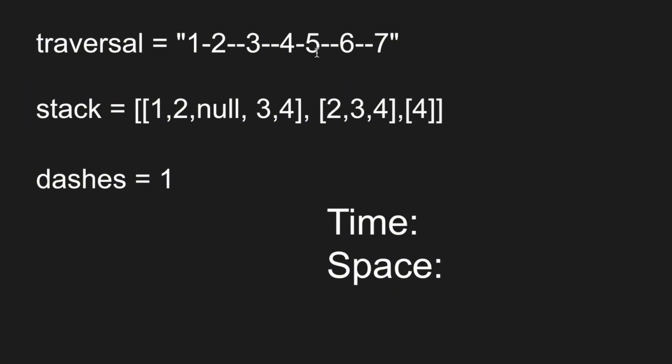So now we come to the number 5. 5 has 1 dash beforehand, so the number of dashes is 1.